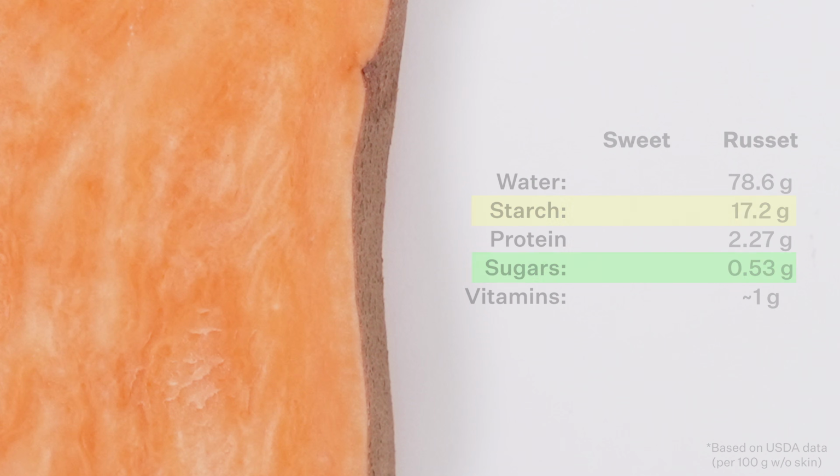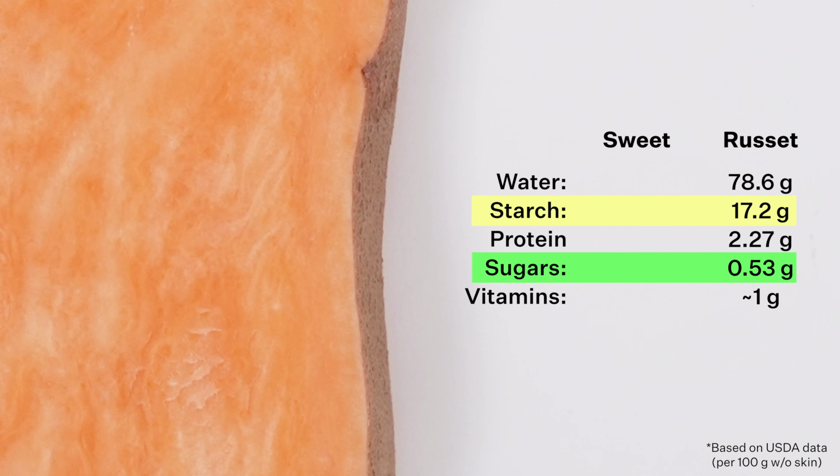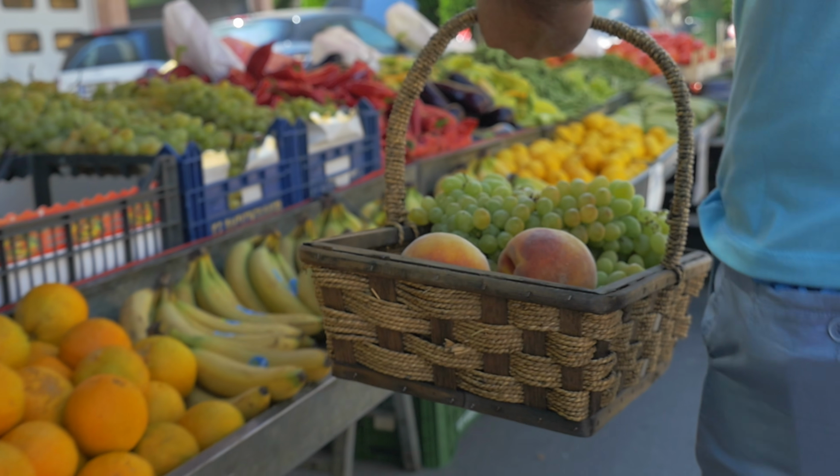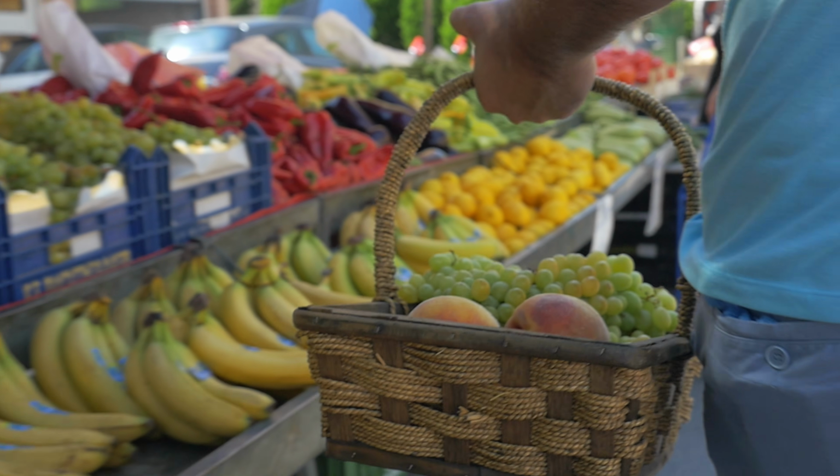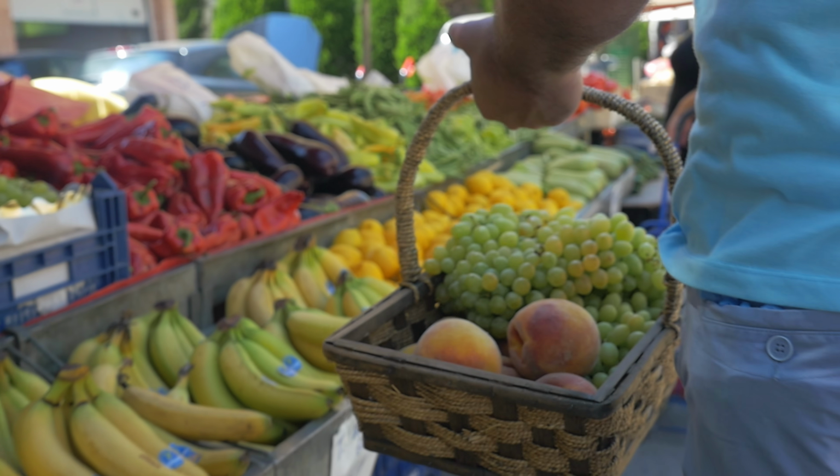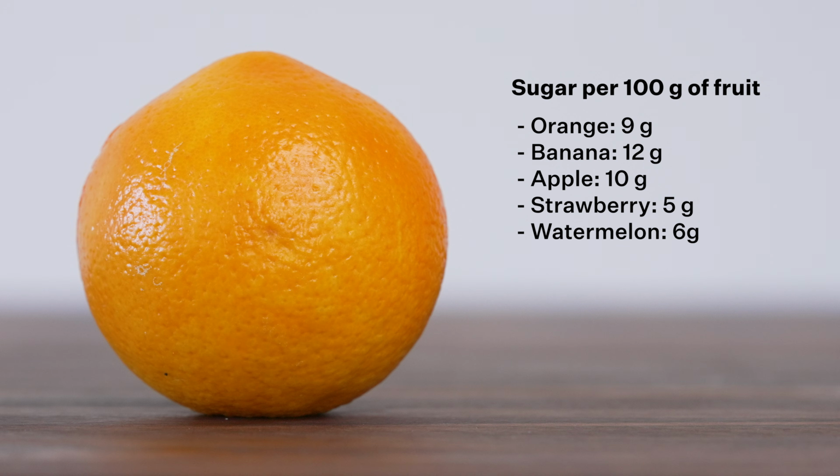Now, from the USDA data, when raw without skin, sweet potatoes are made up of roughly 79.5% water, 11 grams of starch, 6 grams of sugar, 1.58 grams of protein, and a similar 1 gram of minerals and vitamins. Now, for comparison, a lot of fruits on a 100-gram basis have 5 to 12 grams of sugar, depending on the fruit. Bananas are around 12 grams, apples are around 10, strawberries are 5, and watermelon is 6. So after looking at these numbers, maybe it makes sense that we call sweet potatoes sweet.